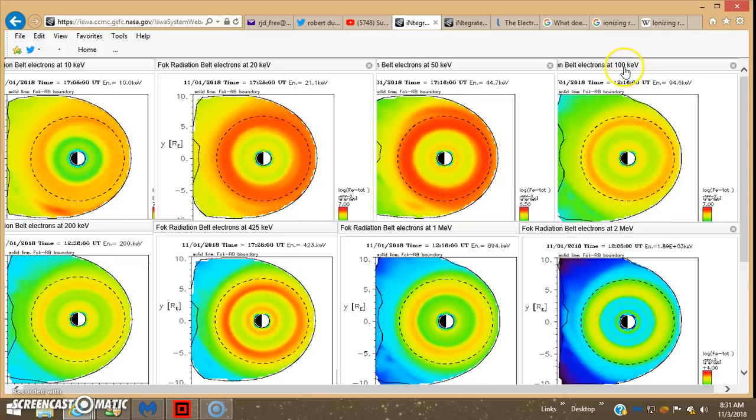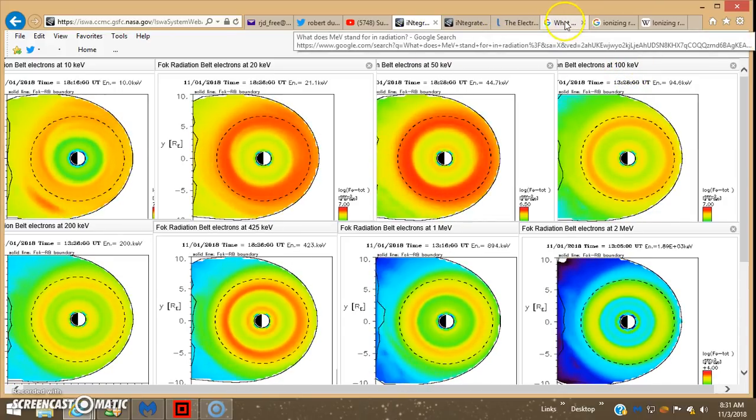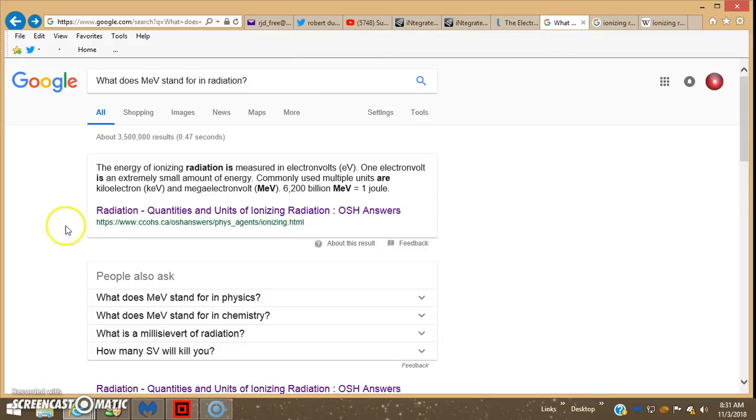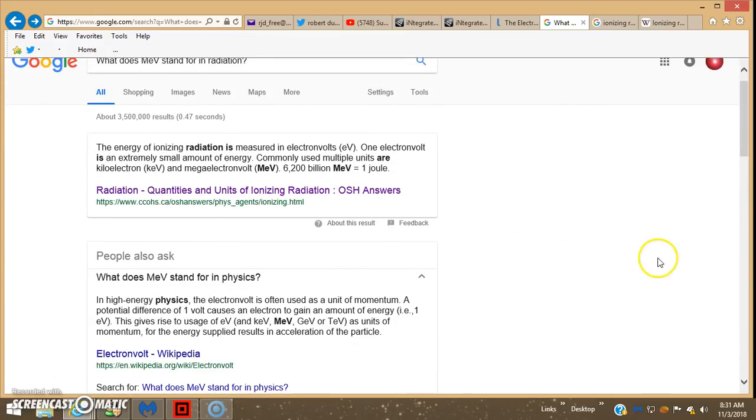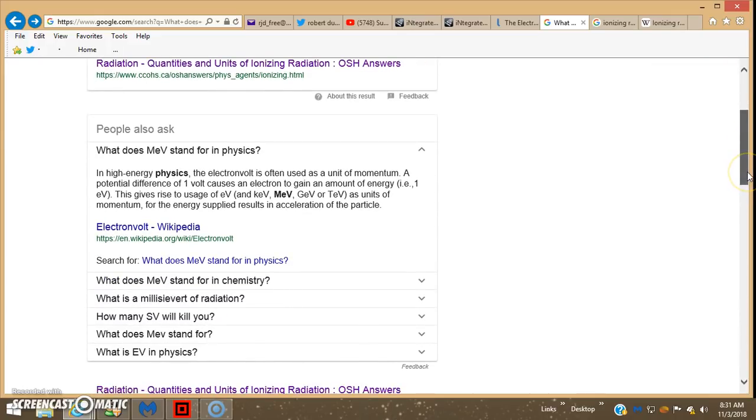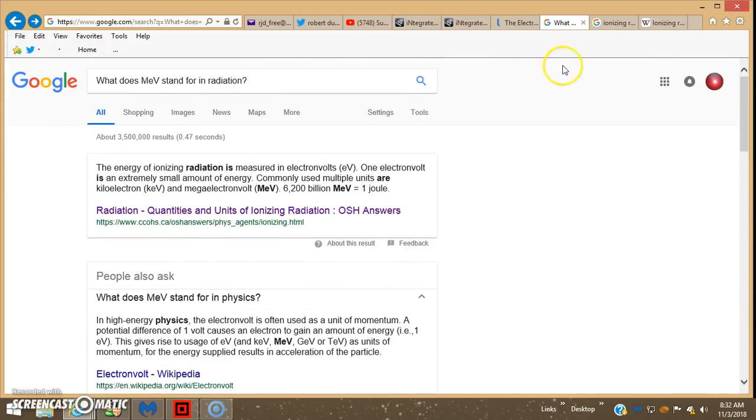And electron volts are, well, let's just bring it up. The energy of ionizing radiation is measured in electron volts. So one electron volt, 1 eV, is extremely small. The more commonly used multiples are kilo electron volts, keV, which is 1,000 eV, and mega electron volts, MeV, which is a million eV.